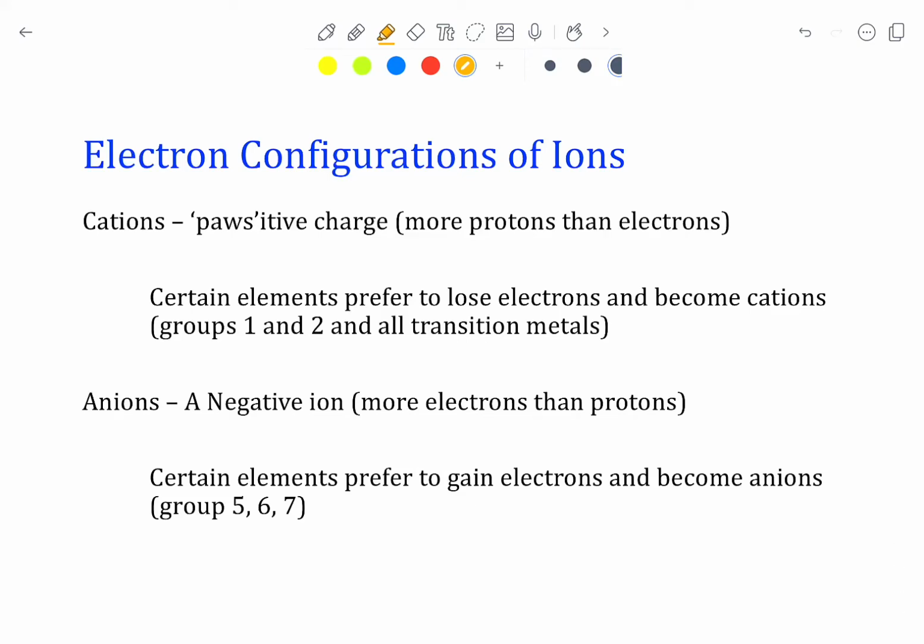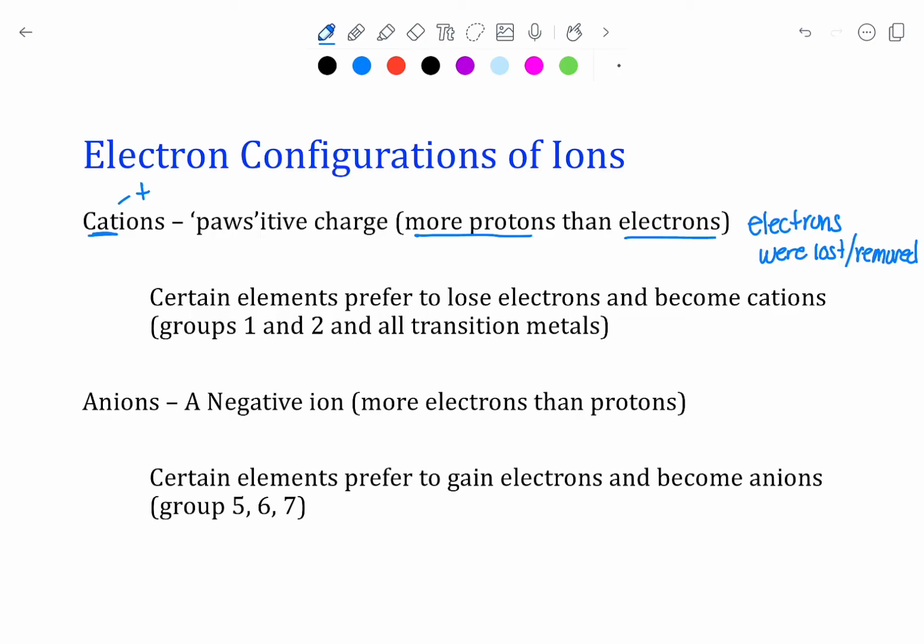Next up, we're going to talk about electron configurations of ions. Now, we've talked about ions in previous chapters, but just to review, we said that cations are positive. Remember, that's how we think of it. Cat is in the word cation. Okay, it's positive. You can also think of it as it has a T, which is a plus sign, so it's positive. So they have a positive charge, which means they have more protons than electrons. So electrons were lost or removed.